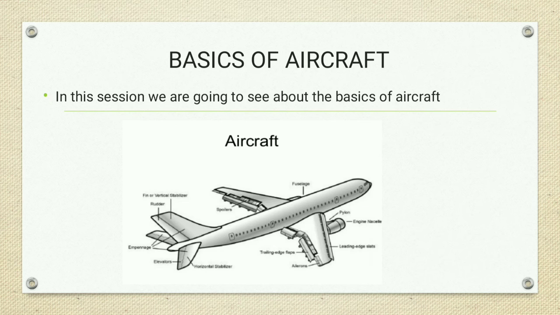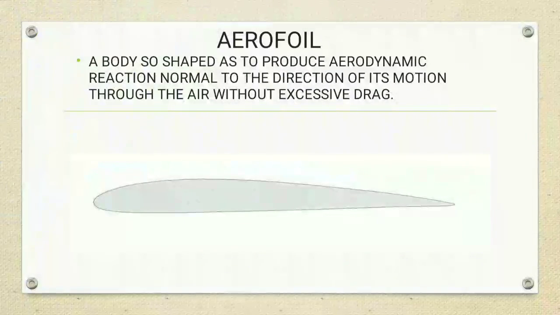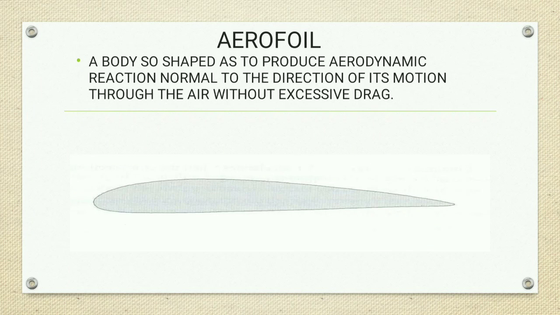The reason for an aircraft to fly is basically its structure, the so-called aerofoil. Aerofoil is the cross section found on the wing. An aerofoil is a body so shaped as to produce an aerodynamic reaction normal, which is perpendicular, to the direction of its motion through the air without excessive drag. Here the direction of its motion indicates the airflow. It has to produce some positive lift. That is what we are going to discuss.